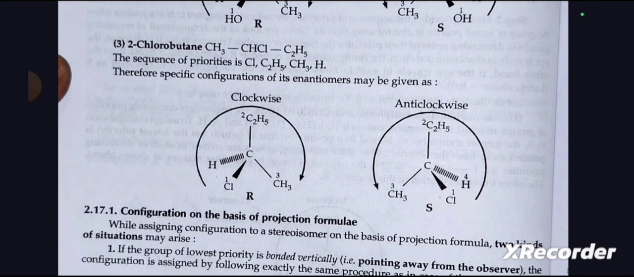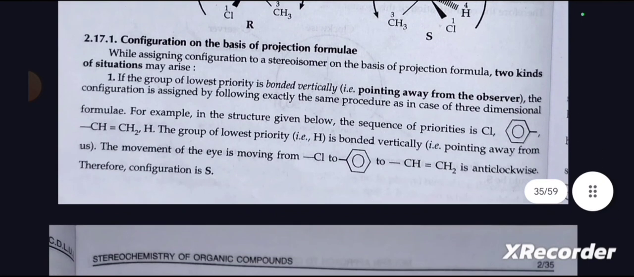Third, 2-chlorobutane, CH3CHClC2H5. The sequence of priorities is Cl, C2H5, CH3, H. Therefore, the specific configuration of its enantiomers may be given as 2.17.1 Configuration on the basis of a projection formula.